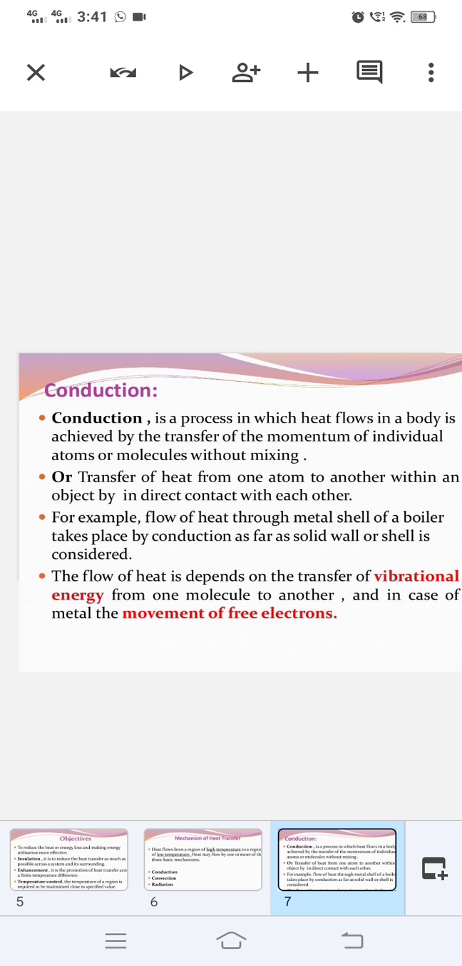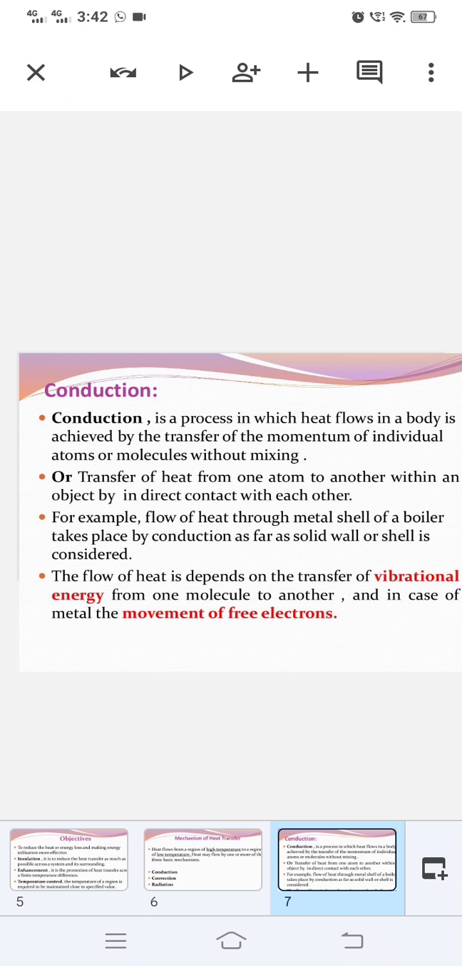It is also known as diffusion. In conduction, transfer of heat takes place from one molecule to an adjacent molecule, or we can say from a warmer object to a cooler object, when the two objects are in direct contact with each other. It takes place in solids. We have studied in earlier classes that in a solid the molecules are packed very closely and tightly, because a solid has a proper definite shape and definite volume.